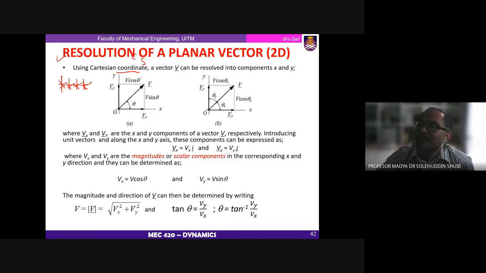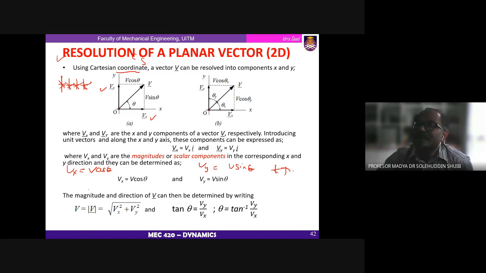So we have here the Cartesian coordinate system. You can resolve into x and y. I mentioned just now, this is Vx, Vy. From here to here, this dotted line, this is Vx. Vx equals V cosine theta. And then Vy equals V sine theta. Put five stars here. Do not make a mistake.